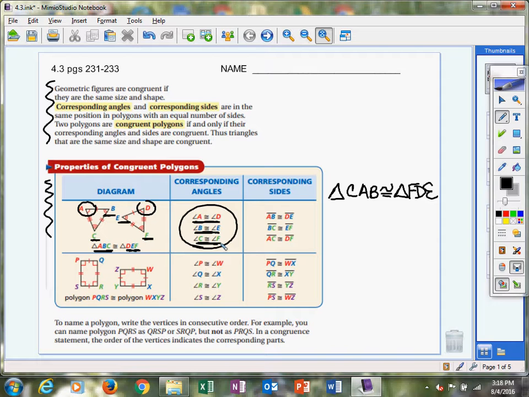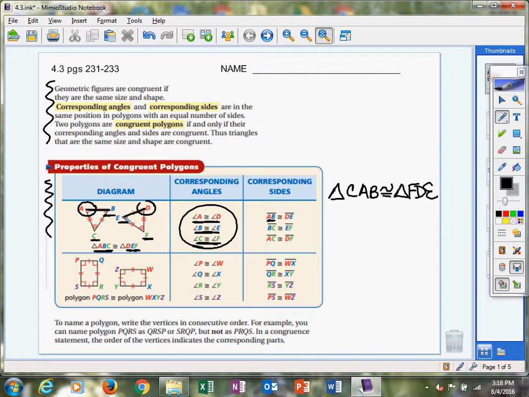The sides are also corresponding. AB has 1 tick mark, and DE has 1 tick mark. Notice that they didn't write ED. They did DE to follow the pattern. A starts with the 1 arc and goes to 2 arcs. See here? A goes from 1 arc to 2 arcs, so we have to do the same thing. 1 arc to 2 arcs, so that's DE. Do you see the nuance in that and why you need to pay attention when you're writing these?